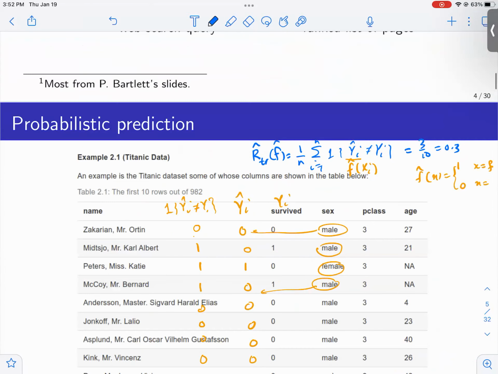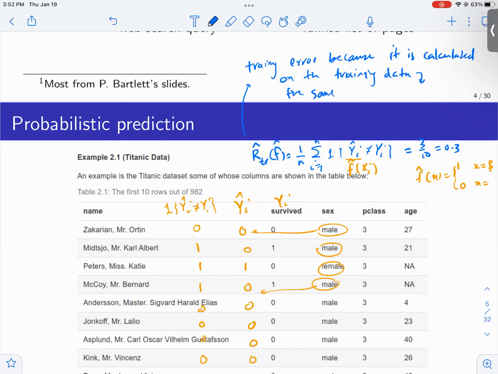So it's called the training error, because it is calculated on the training data. It's like a tautology. The same data set used to train the classifier.